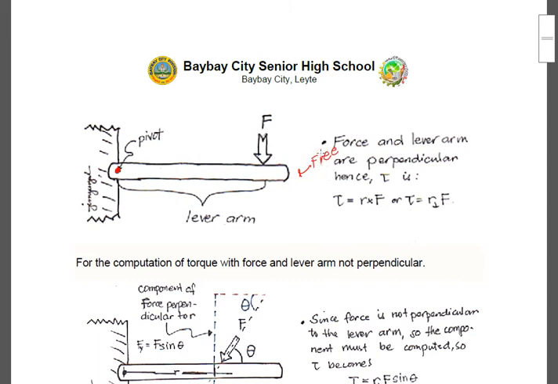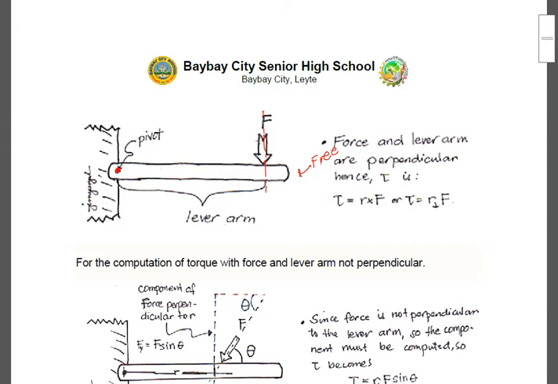So it can rotate. It has the ability to rotate. Okay, so when will the object rotate? Whenever there is force applied. In this illustration, I have here the force. The force is applied perpendicularly to the beam, or say to the bar.